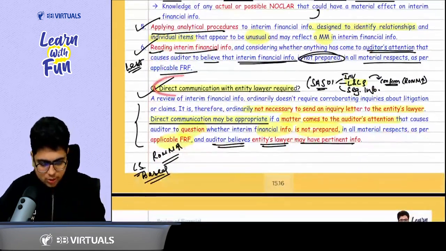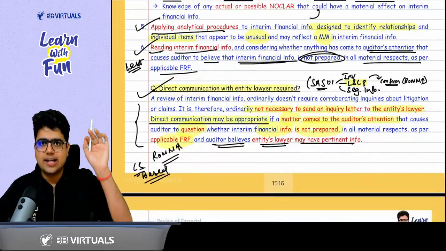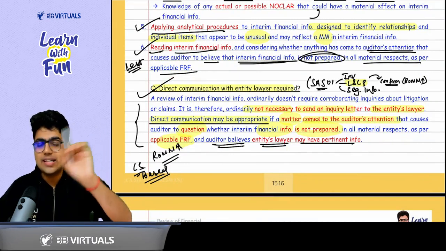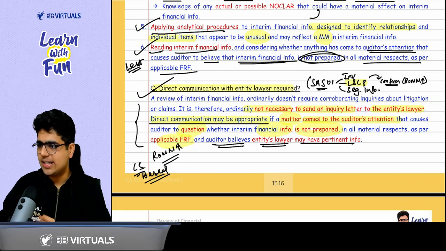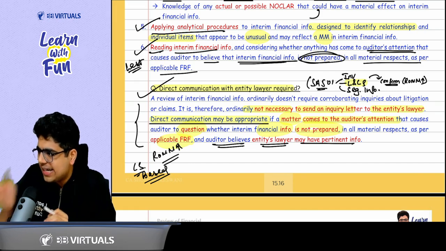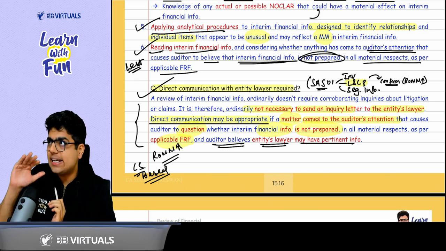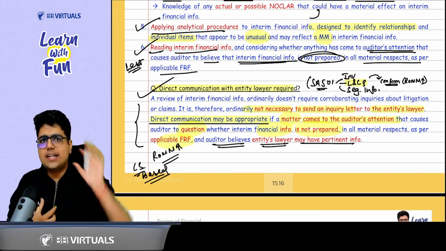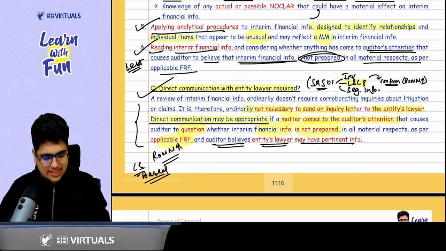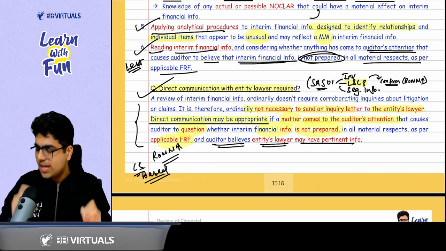Now, sir, do we need to do a direct communication with the entity's lawyer? The answer is no. It is not compulsory to do a direct communication with the entity's lawyer. But if you feel that the entity is hiding some financial information which can be obtained only from the entity's lawyer, then in that case, it may be compulsory for you.